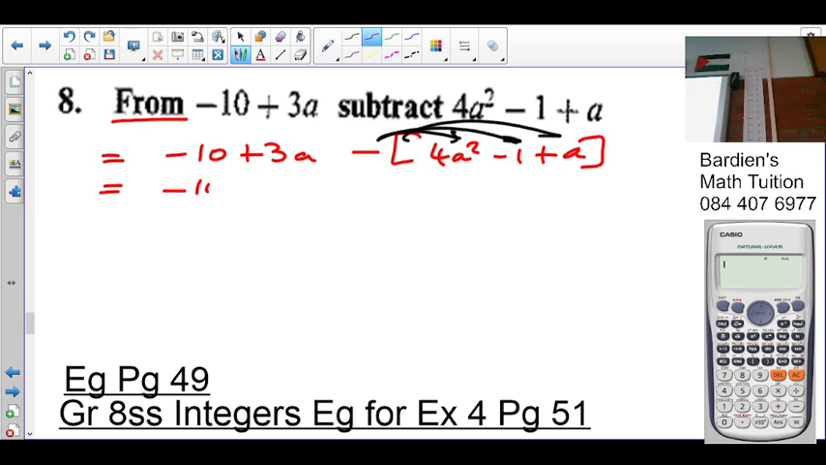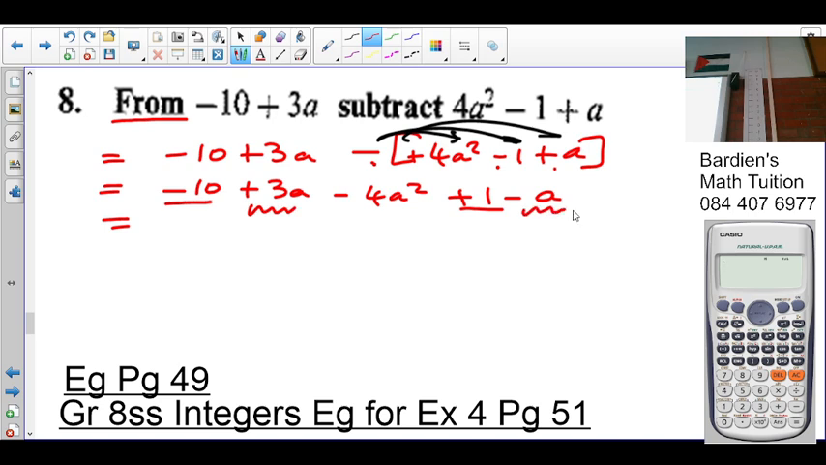So it's going to be negative 10a plus 3a. Negative times positive is negative 4a squared. Negative times negative, positive 1. Negative times positive, negative 8. So what do I look for now? Like terms. And then negative 4a squared is the answer. What's negative 10 plus 1? Negative 9. 3a minus 1a, 2a, minus 4a squared. Okay.